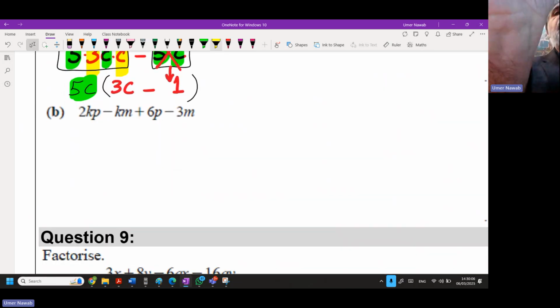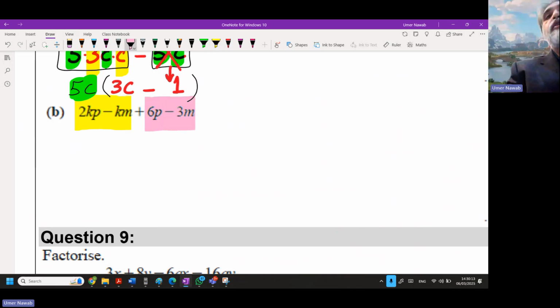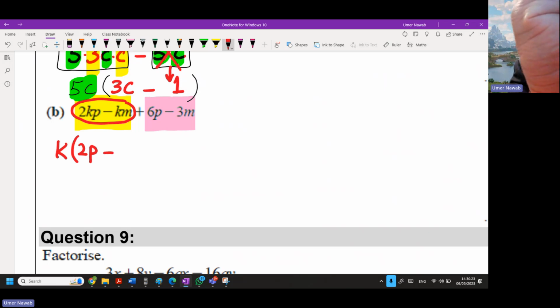Now, Mr. Omar, I have 4 terms. You remember I told you whenever you have 4 terms, you have to solve the question by using grouping. So grouping is like: what is common in the first 2 terms? Mr. Omar, k is common. So once you take the k common, the left behind items are 2p minus m. Very good. What is the sign in between? There is a plus sign.